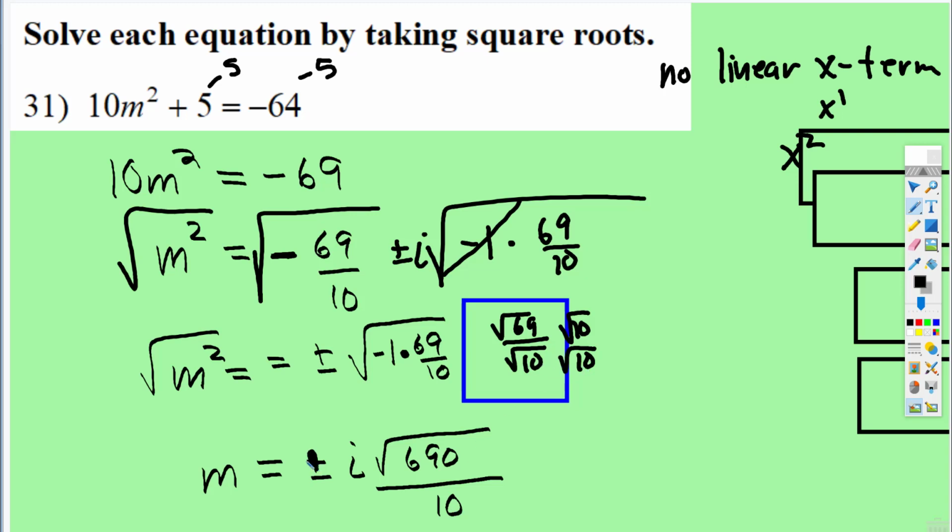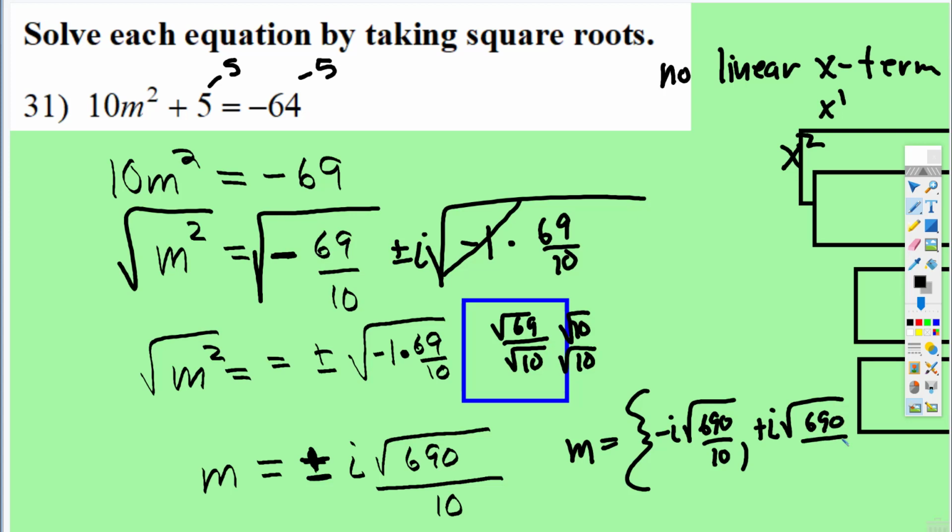And then remember, when you take the square root of a quadratic, you have a positive and negative answer. So m would equal negative i root 690 over 10 and positive i root 690 over 10. All right, that is the square root method. You're going to have to be really careful to remember the positive negative.